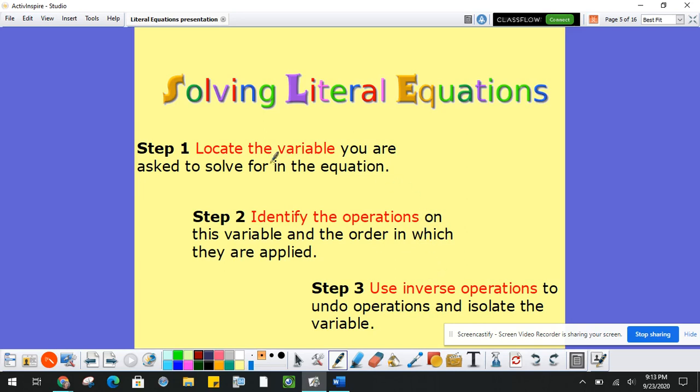Step 1 is really one step. You find the variable. Step 2, identify the operations. You're just looking and deciding what's going on in the problem. Step 3, when it says use inverse operations, step 3 may take you one step to finish. It might take you a couple of steps to finish step 3. Write these down. Pause if you need to.